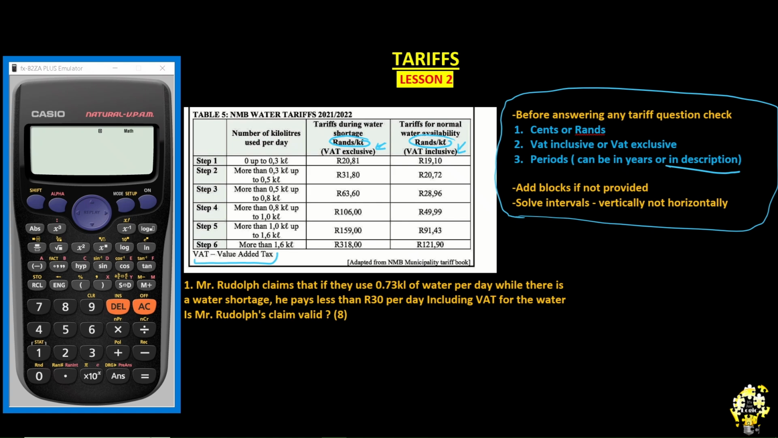Blocks or steps, are they there? If they're not there, you have to add them. Well, they are there. We have step 1, step 2. Solve intervals vertically and not horizontally. You by now understand that. So now let's get started.